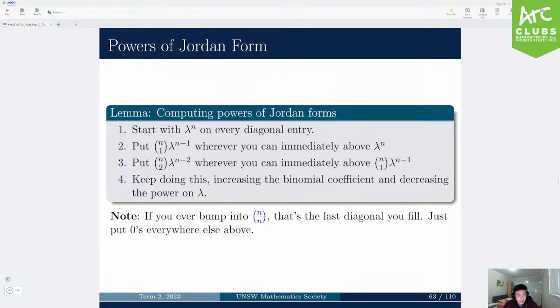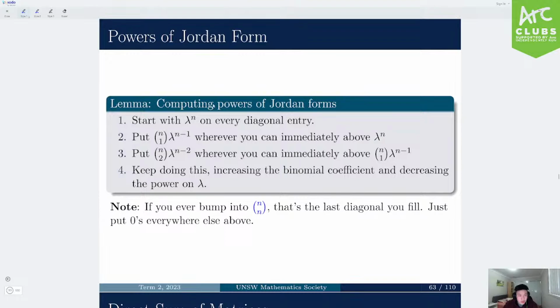So we start by putting lambda to the n in the diagonals. So lambda to the n on the diagonals, put n choose 1 lambda to the n minus 1 immediately above. Keep repeating this pattern where we increase the binomial coefficient and decrease the power until you pad out the entire size, whatever the size of your Jordan block should be. Okay? And if you ever bump into the n choose n, that's our last binomial coefficient, and that actually turns out to be the last diagonal that you actually fill. If you have more space above your Jordan block, just pad it with zeros everywhere above.